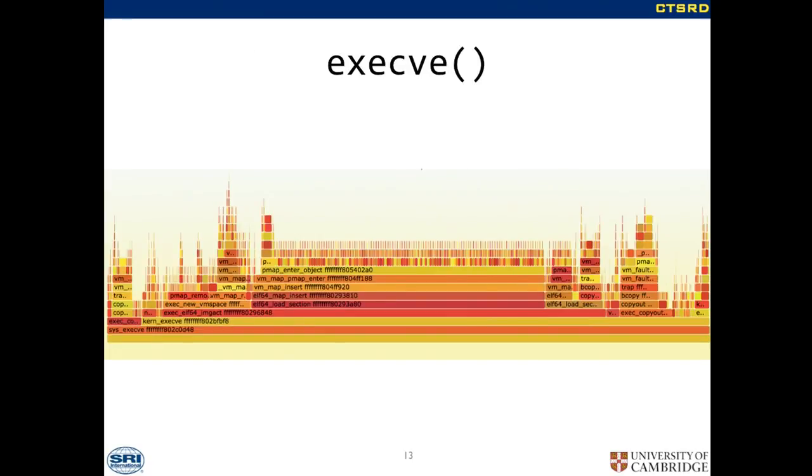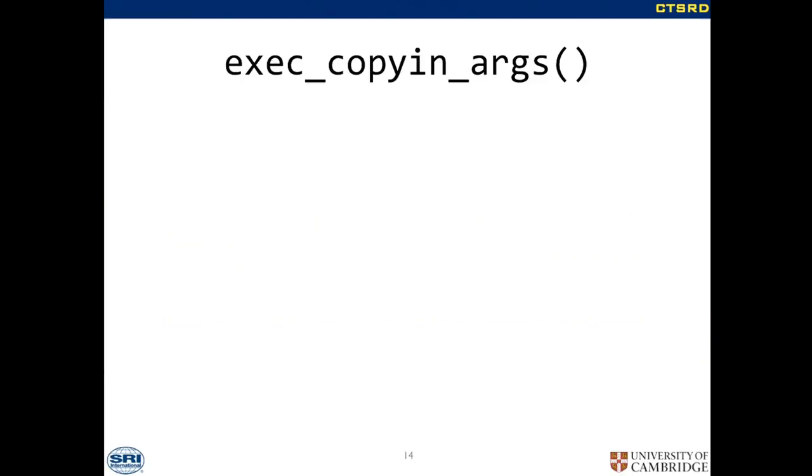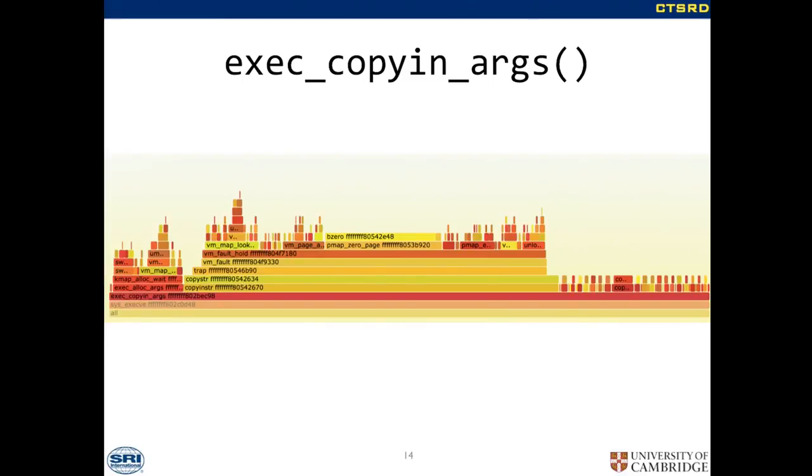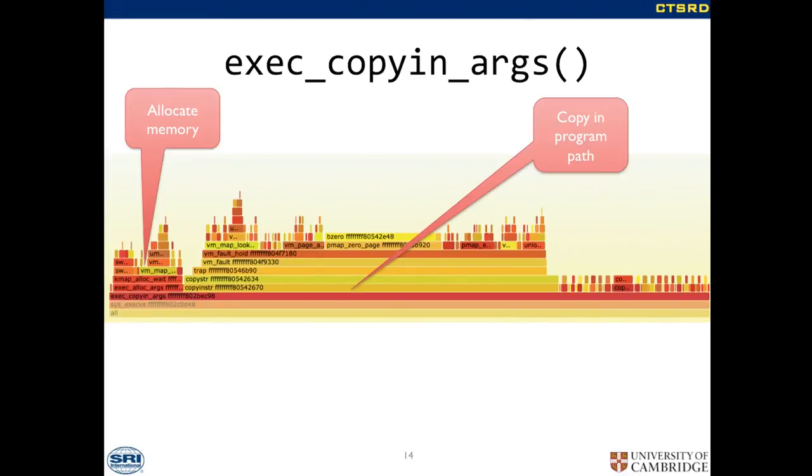So we're going to start not in printf itself, but in the kernel at the sys_execve call. Execve's job is to take an existing process and replace all of its contents with whatever program you want to run. In this case, hello world. So let's take a look here. The first thing we get in execve is exec_copyin_args. Its job is to allocate some memory and then copy in the program path and the other arguments that were passed by reference to the execve system call. It's not very exciting, but it is one of the first things that's involved in setting up the exec call.